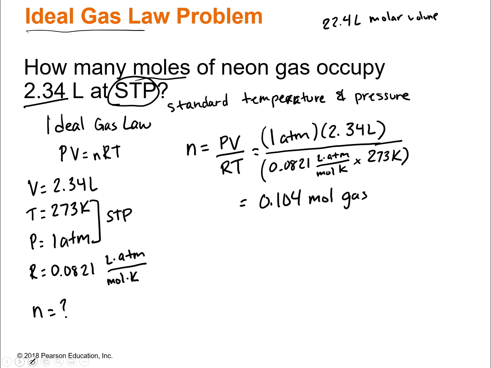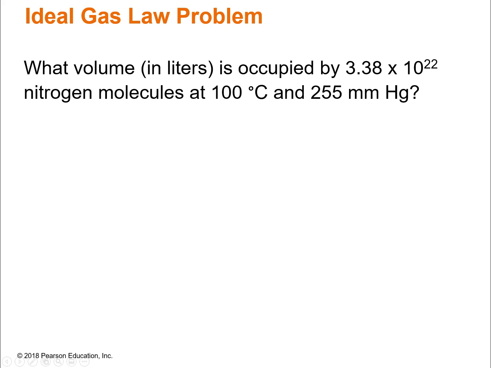Okay, then let's go. What volume in liters is occupied by 3.38 times 10 to the 22nd nitrogen molecules at 100 degrees Celsius and 255 millimeters of mercury? This is another ideal gas law problem, but instead of having a number of moles, we have a number of molecules.